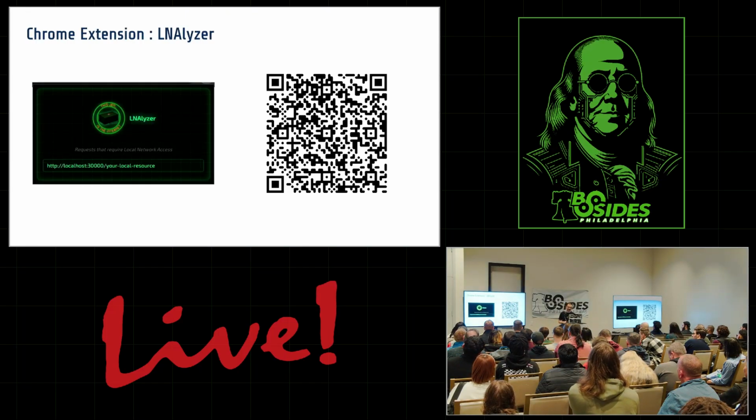So I wrote up a quick Chrome extension. It's currently available on the Chrome store. So on the left, you'd see what that alert looks like, right? So in case you see that pop up, you hover over the extension, and it's going to exactly tell you the URL that public website is trying to access.